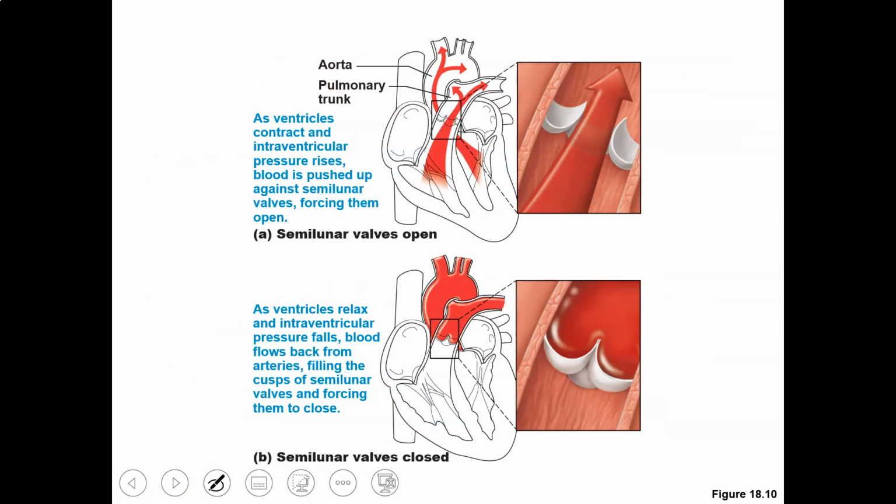The ventricles contract, pressure builds up, and it forces blood up and out the semilunar valves to the aorta or the pulmonary trunk. When the ventricles relax, the pressure inside those vessels drops back down on those valves and forces them closed.